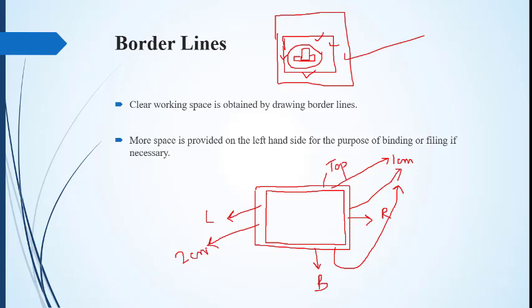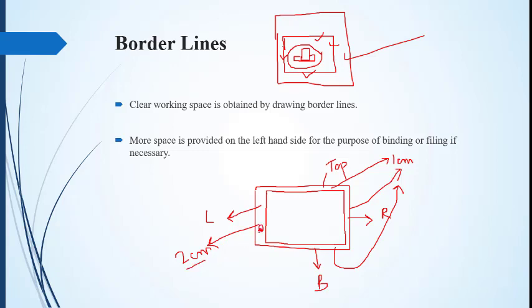Why is it 2 centimeter and the others 1 centimeter? The main objective of providing the 2 centimeter space on the left side is that if we want to bind these sheets, it can easily be bound, or used for filing purposes. For example, if there is less space, then the drawing would be hidden inside the sheets. However, if more space is given, like 20 millimeter, it can easily be bound.